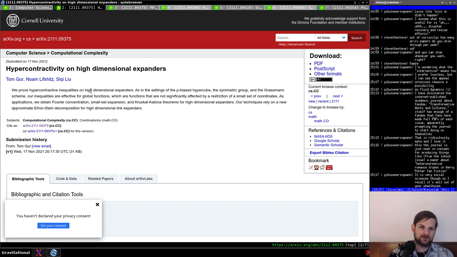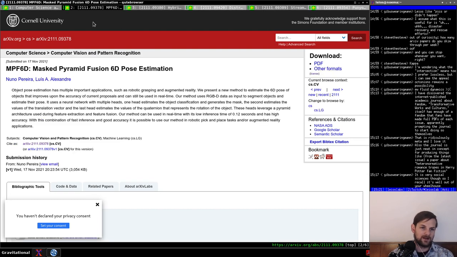So we provide hypercontractive inequalities on high-dimensional expanders, as in the settings of the p-biased hypercube, the symmetric group, and the Grassmann scheme. Our inequalities are effective for global functions, which are functions that are not significantly affected by restrictions of a small set of coordinates. As applications, we obtain Fourier concentration, small set expansion, and Kruskal-Katona theorems for high-dimensional expanders. Our techniques rely on new approximate Efron-Stein decomposition for high-dimensional link expansions. All right, I don't think that's super useful.